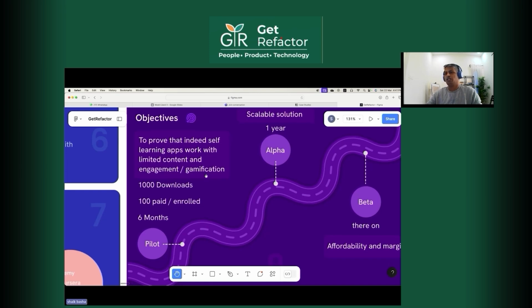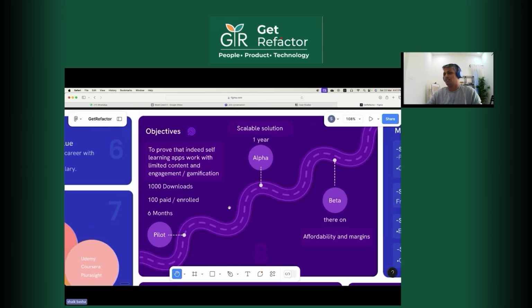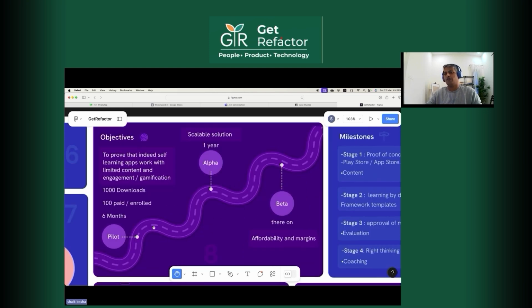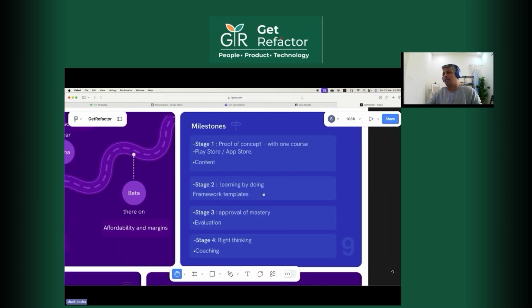So then you have to run a pilot. These are the milestones. These are the pilot, alpha, and beta, where in the first year we are going to see only 10,000 downloads or 1,000 days enrolled for 6 months. We are going to run the pilot, and then we are going to the alpha phase where the scalable solution is provided, and then we are going to have a beta, right? And then you see milestone, stage 1, stage 2, stage 3, stage 4, right?